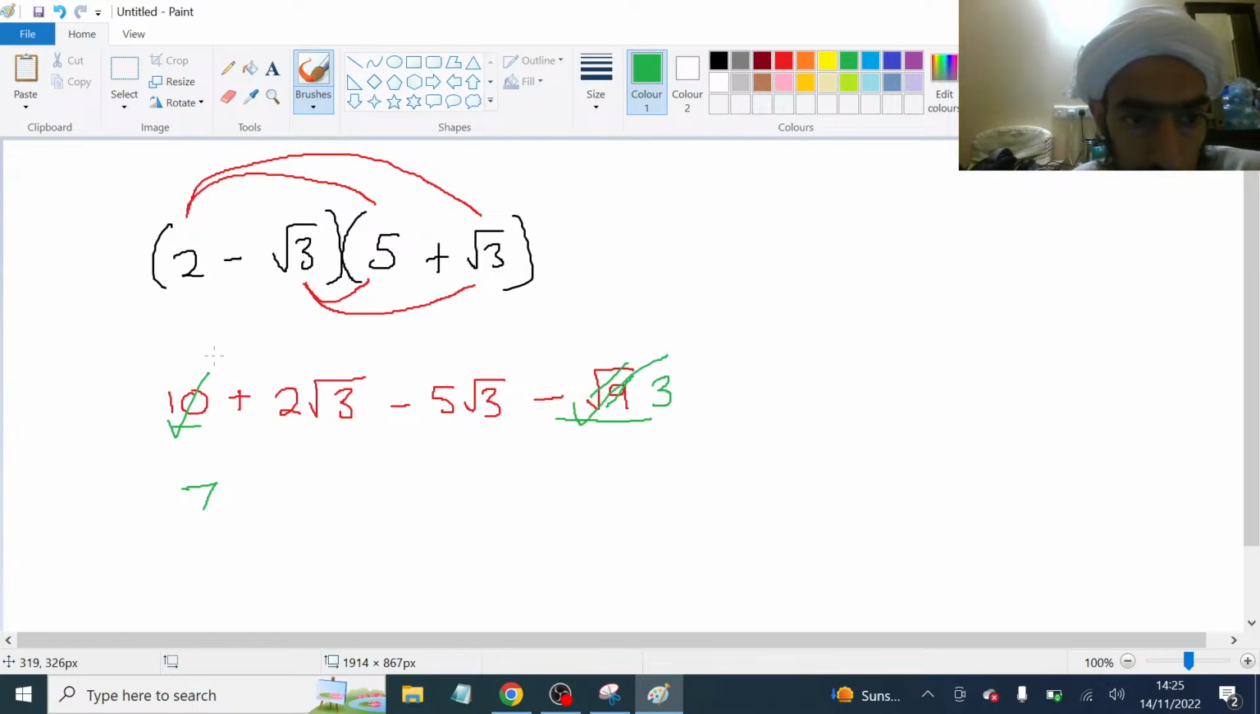Then in the middle you've got 2 root 3, take away 5 root 3. It's the same root 3. So just like 2x take away 5x, 2y take away 5y, 2 root 3 take away 5 root 3 would be minus 3 root 3, because 2 take away 5 is minus 3, and root 3 is what we've got 2 times and then minus 5 times.